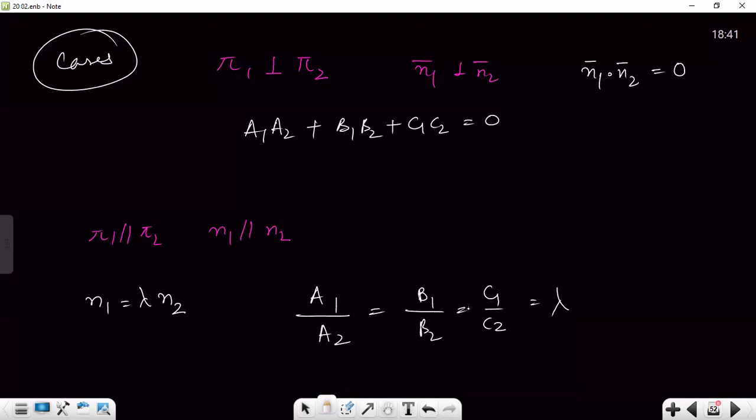And even if we have to find the angle between a line and a plane, then also we take the normal of the plane and the line's direction vector. Then we find the angle. That's very simple.